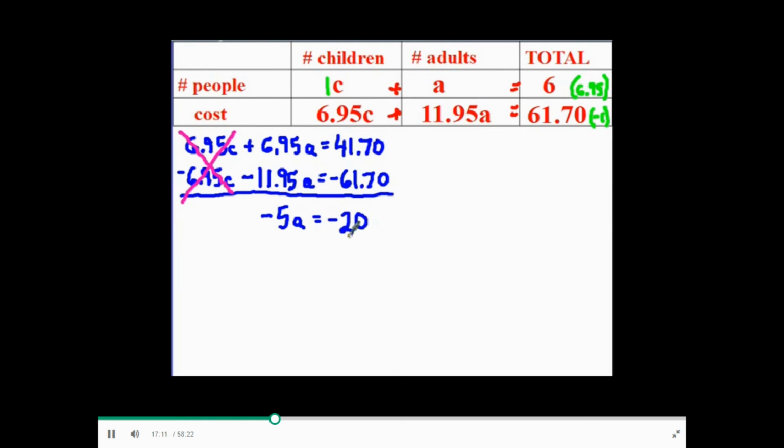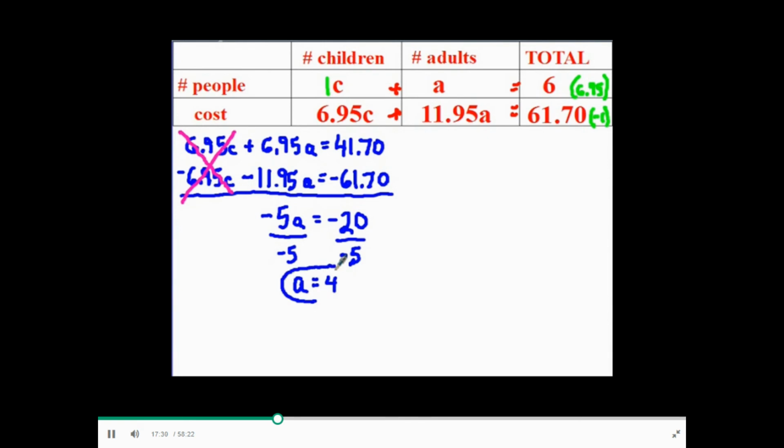A little helpful hint for you is when you've got a bunch of nasty, ugly numbers just like this, and it becomes beautiful like that, that's always a good sign. So I'm going to divide by -5, and I get A equals 4.